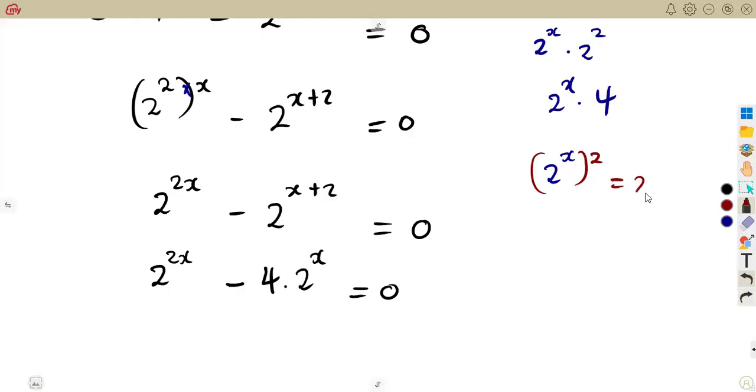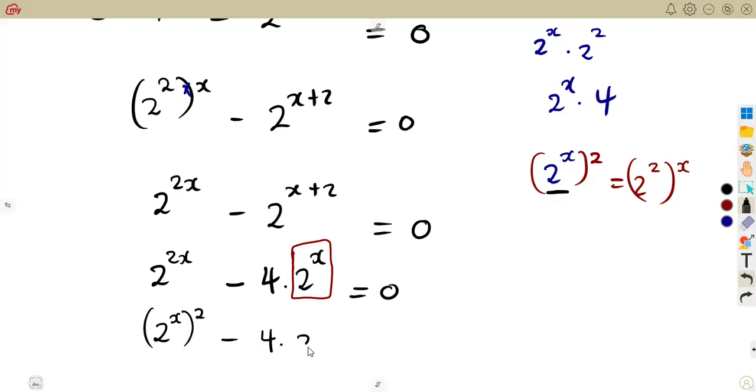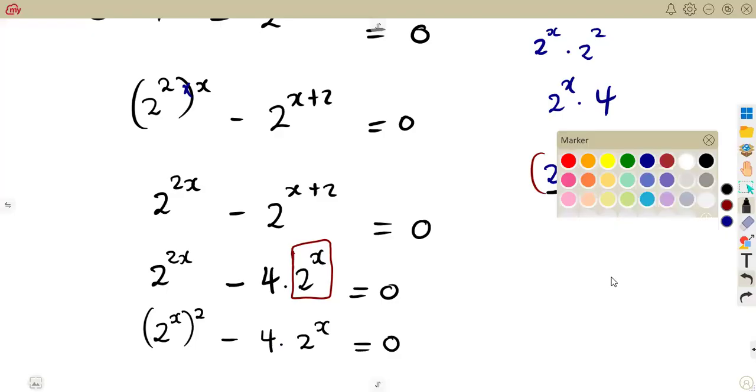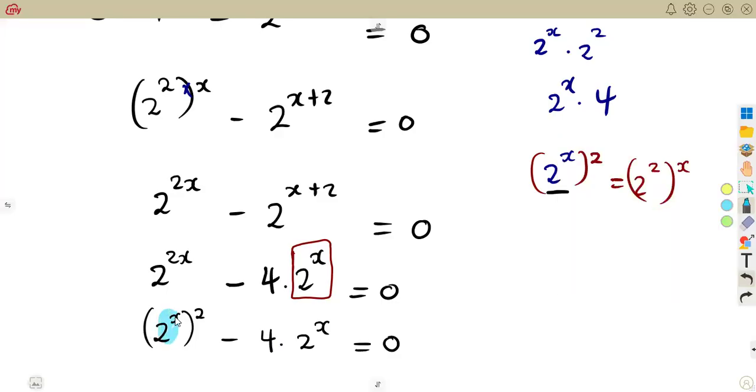It is the same thing here. Remember, it's a multiplication that is happening, so you can write it this way or this way. As we need where we can properly see these 2 to the exponent of x, we are going to take this one. So it is going to be 2 to the exponent of x raised to the exponent of 2 minus 4 times 2 to the exponent of x equal to 0 like this. This is the important part to properly see.